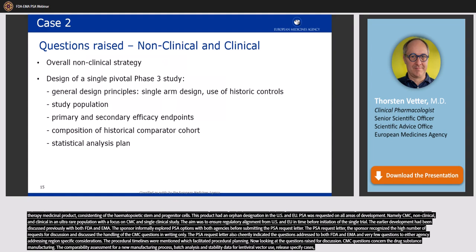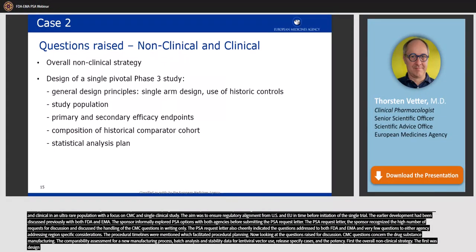Further, one question concerned the overall non-clinical strategy. Finally, the focus of the request was on the design of a single pivotal phase 3 study: the single-arm design, the use of historic controls, the definition of the study population, the definition of primary and secondary efficacy endpoints, the composition of a historical comparator cohort, and the statistical analysis plan.